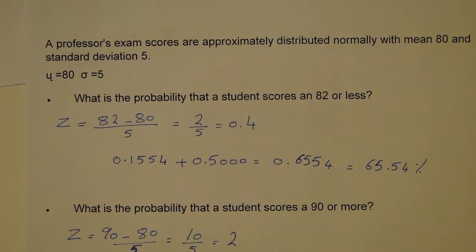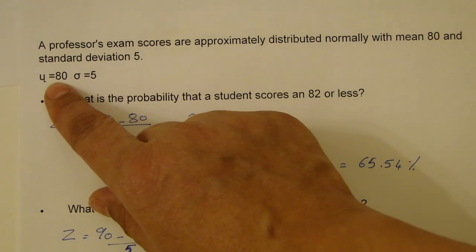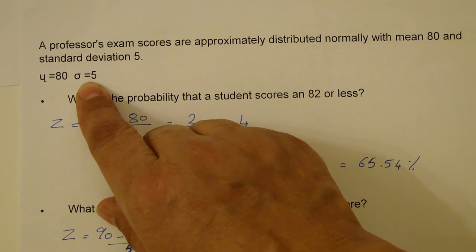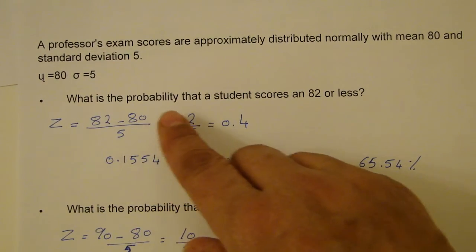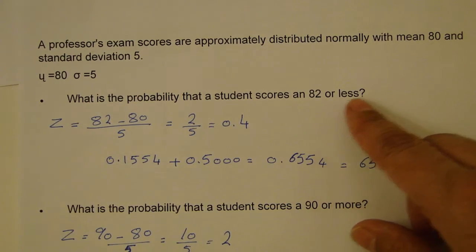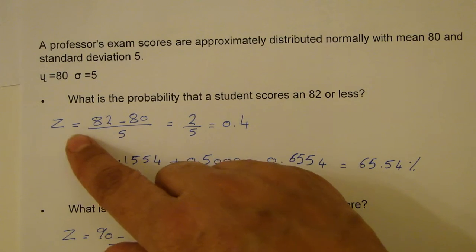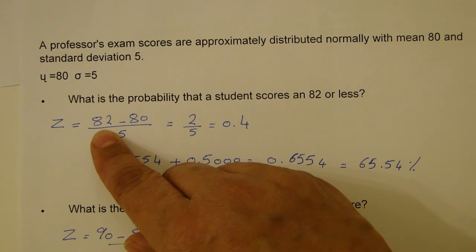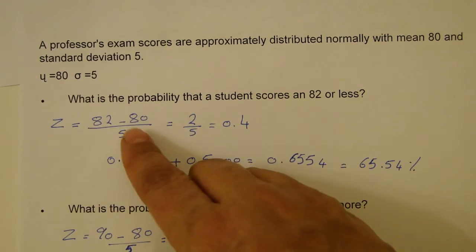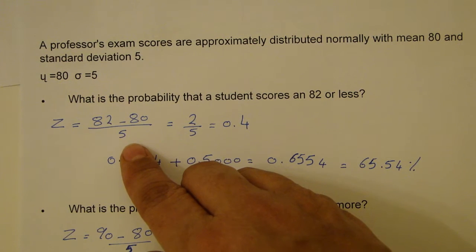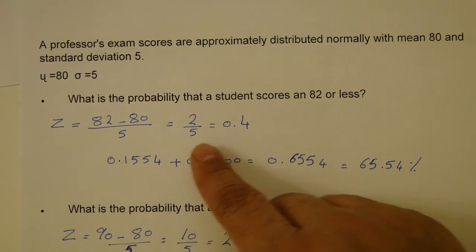A professor's exam scores are approximately normally distributed with mean 80 and standard deviation 5. Now I have my mu to be 80 and my standard deviation to be 5. What is the probability that a student scores an 82 or less? According to my rule, z equals x, which is 82, minus mu, which is your mean, divided by your sigma, which is the standard deviation. You get your answer to be 0.4.